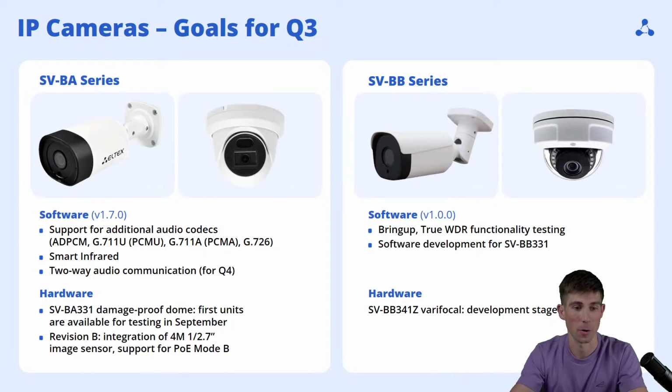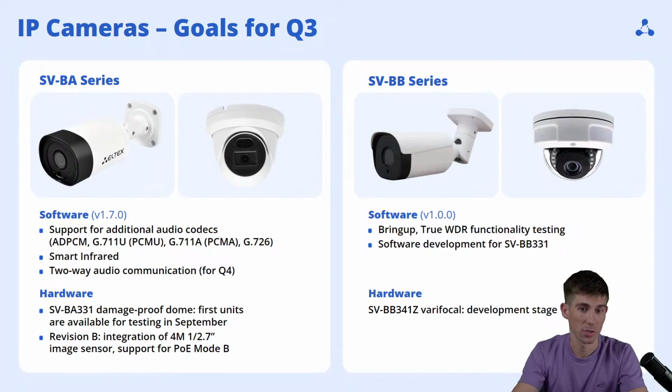We also have the first unit of the BA331 camera, which is a vandal-proof or tamper-proof model that we're going to test in September. And in Eurovision, we are extending the model line of the cameras with a new 2.7 inch sensor, as opposed to the 3 inch we have now. We are also supporting the more advanced PoE mode B.